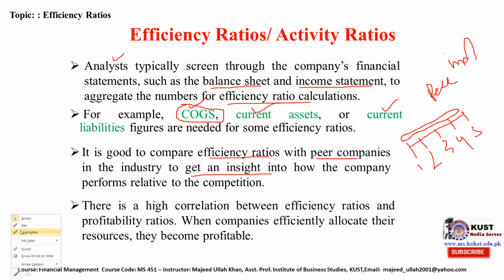Efficiency ratios and profitability ratios are highly correlated. In a coming lecture, we will discuss profitability ratios. When companies efficiently allocate their resources, they become profitable. So the best utilization of resources results in profitability of the company.